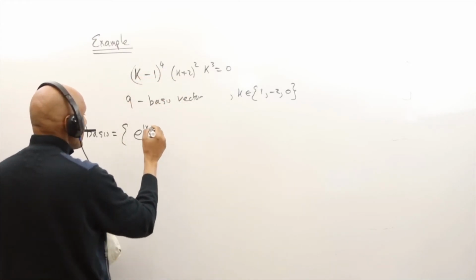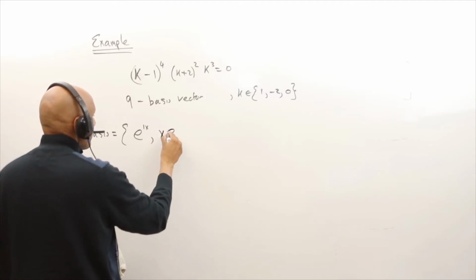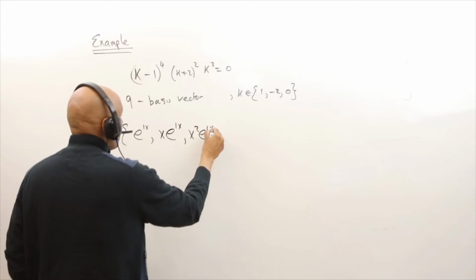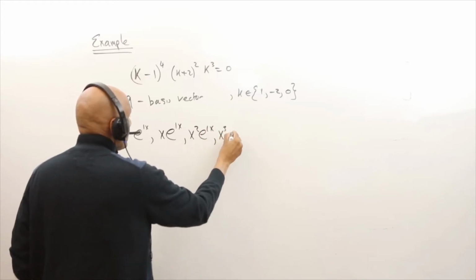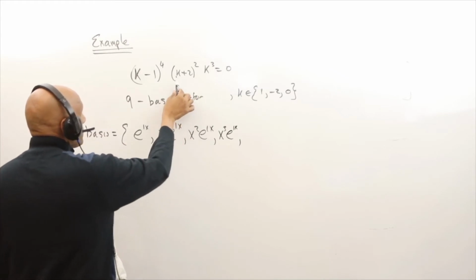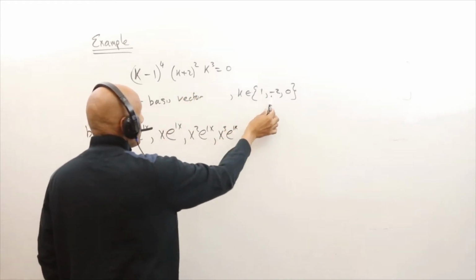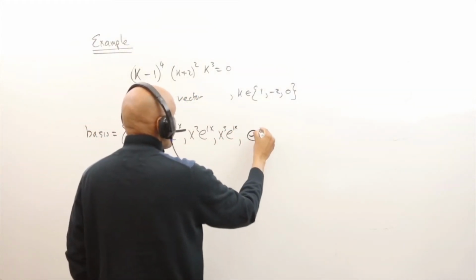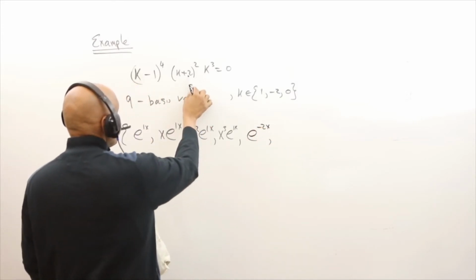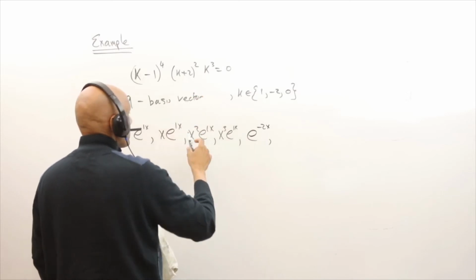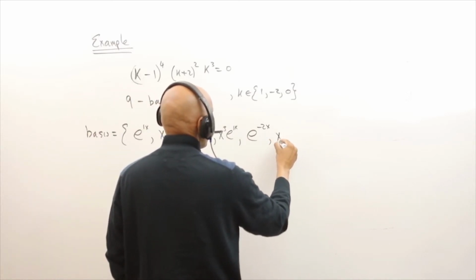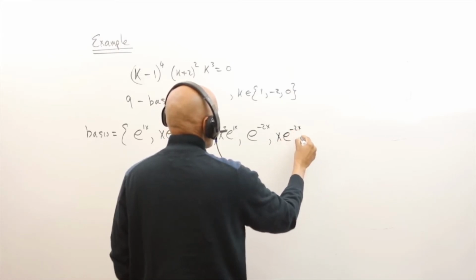So I'll start pumping in x's. So here's the next basis vector, x e to the 1x. X squared e to the 1x. X cubed e to the 1x. Now we have k is equal to 2. We only have one root, so we're expecting one of the basis vectors to be e to the minus 2x. Then we start pumping. I need 2 basis vectors corresponding to the root k equals minus 2. So this is now equal to x e to the minus 2x.